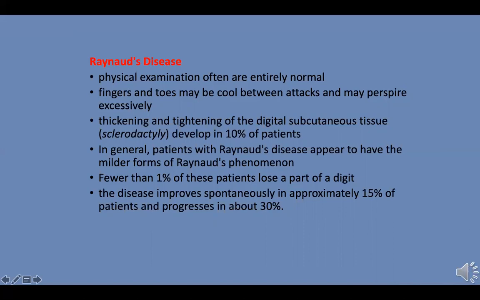The physical exam is often entirely normal. Fingers and toes may be cool between attacks and may perspire excessively. Thickening and tightening of the digital subcutaneous tissue, or sclerodactyly, develops in 10% of patients. In general, patients with Raynaud's disease appear to have a milder form of Raynaud's phenomenon. Fewer than 1% of these patients lose a part of a digit. The disease improves spontaneously in approximately 15% of patients and progresses in about 30%.